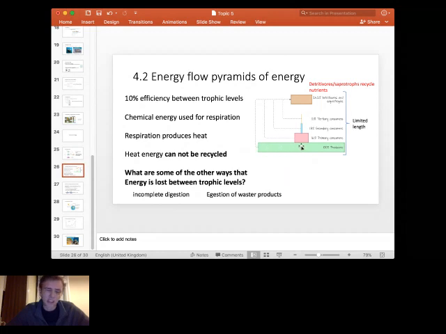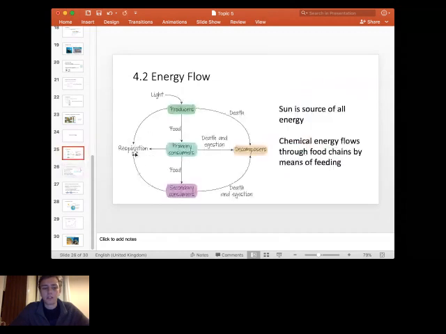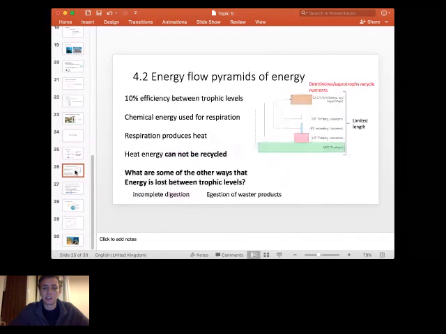Now, sadly, or not sadly, but what we observe is that when we pass energy from one trophic level to the next, we have a very low efficiency. So we have roughly 10% efficiency between trophic levels. Now, there are different reasons why we don't pass on all energy. Firstly, we already mentioned, all organisms have to respire, right? So they have to actually use that chemical energy that they've eaten to drive their cells. And in the process, we produce heat energy, and this heat energy is lost to the environment. You can never recover it back into the food chain.